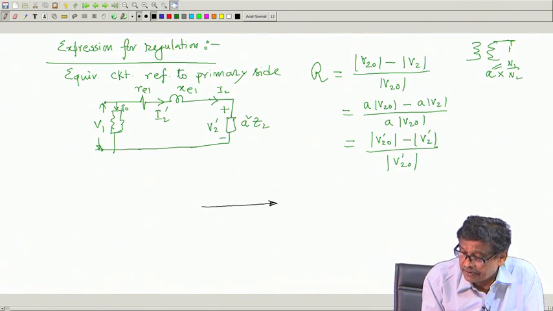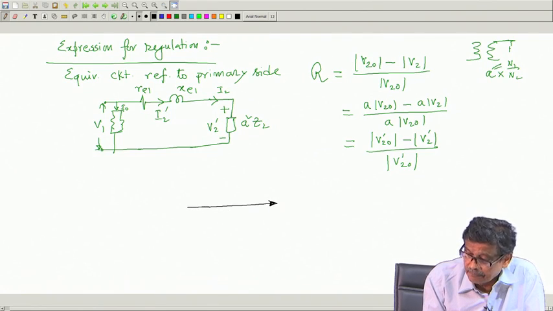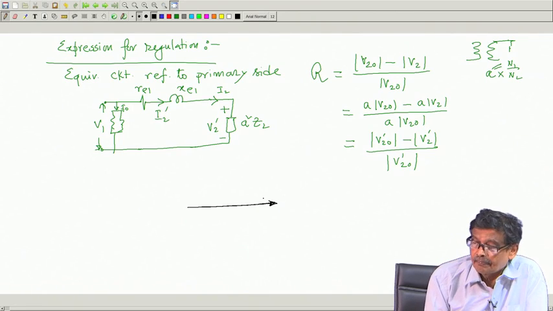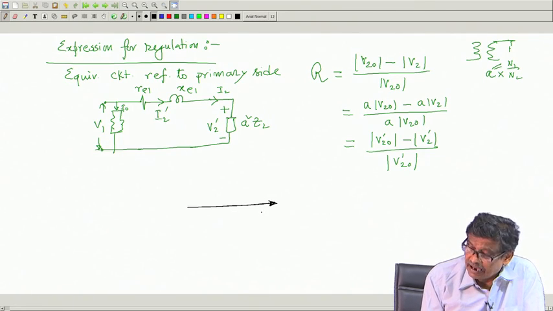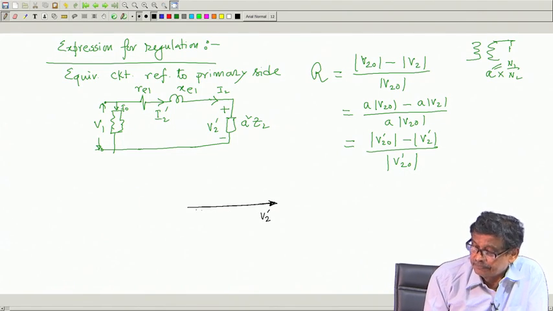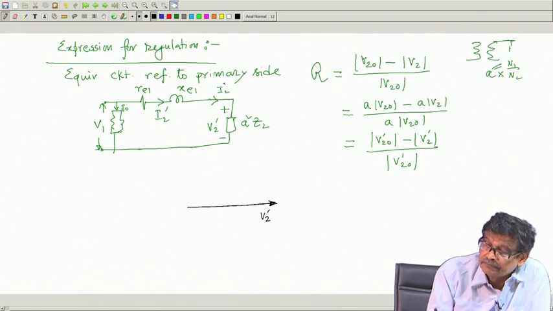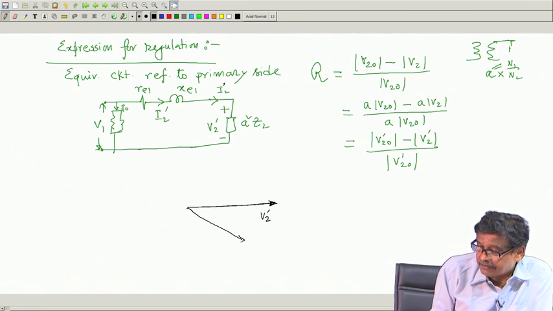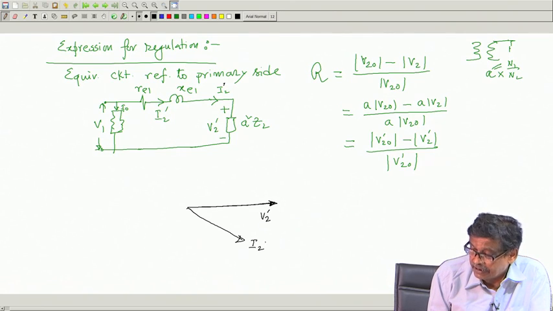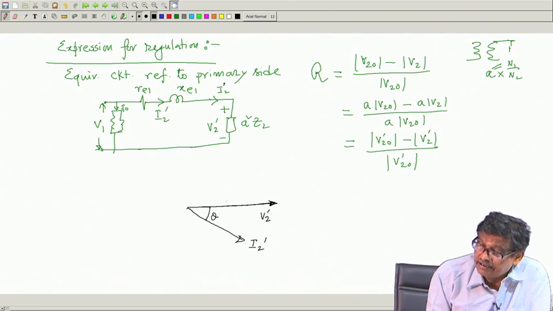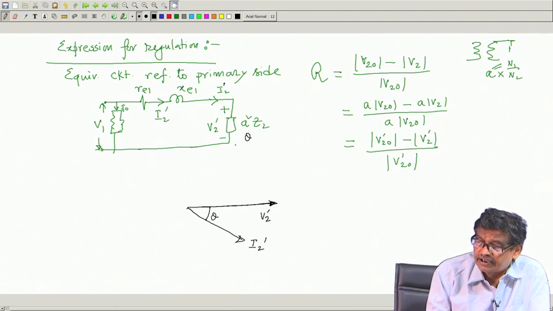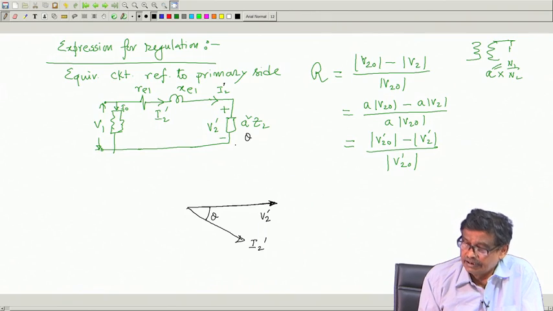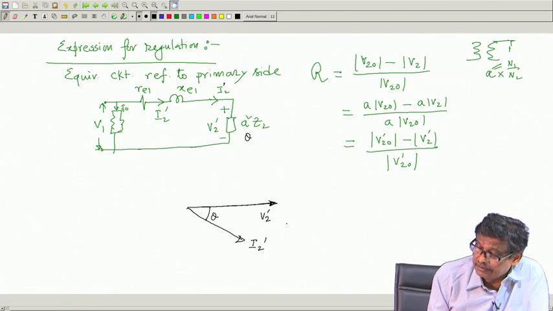I will start from here. The terminal voltage across the load is V 2 dashed. I will draw. Then I will draw the current. Suppose it is supplying some current I 2 dashed, load power factor angle is theta. Load power factor angle does not change if you multiply Z 2 with a square, A is a scalar number. So, it is like this.